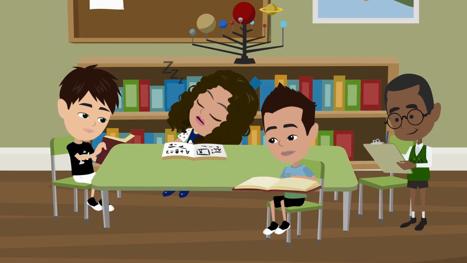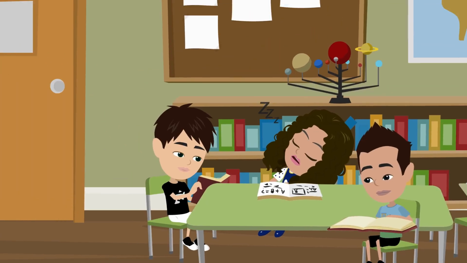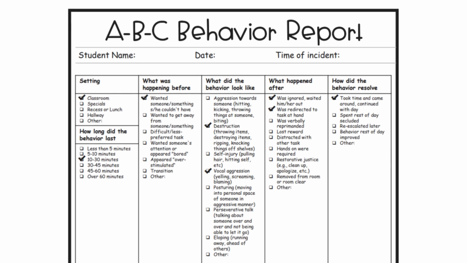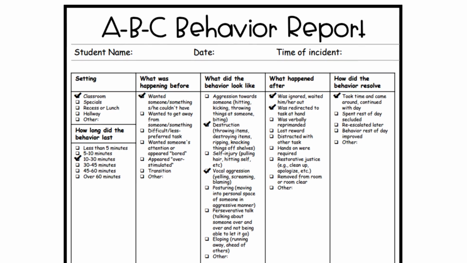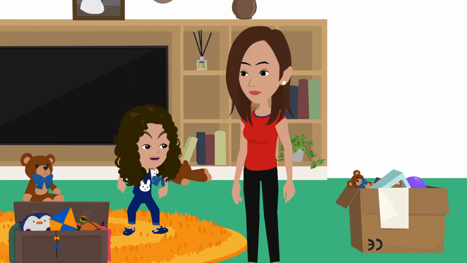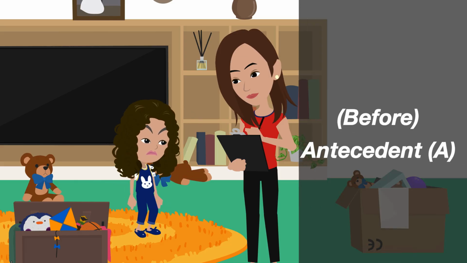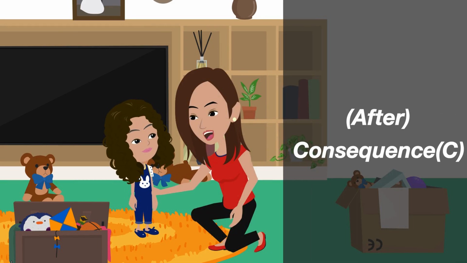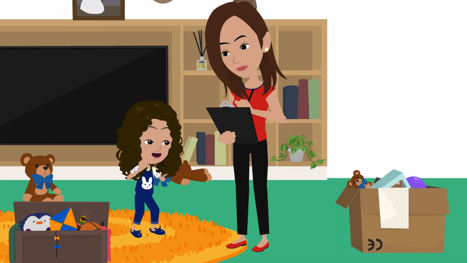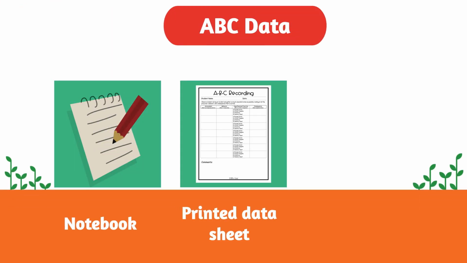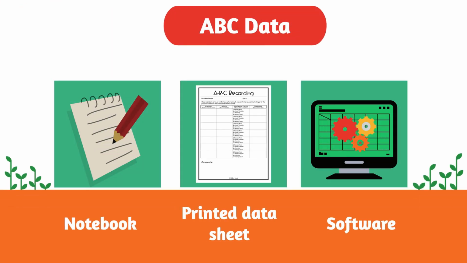ABC data helps us be proactive instead of reactive. We need to know where we are before we can decide where to go. By collecting patterns over time, we can figure out the function of the behavior, what the child is getting or avoiding by doing it. When a behavior happens, write down the antecedent, what directly happened right before, and the consequence, what happened right after. You don't have to capture every detail, just the most important pieces. Carry a notebook, a printed data sheet, or use software to make it easier.